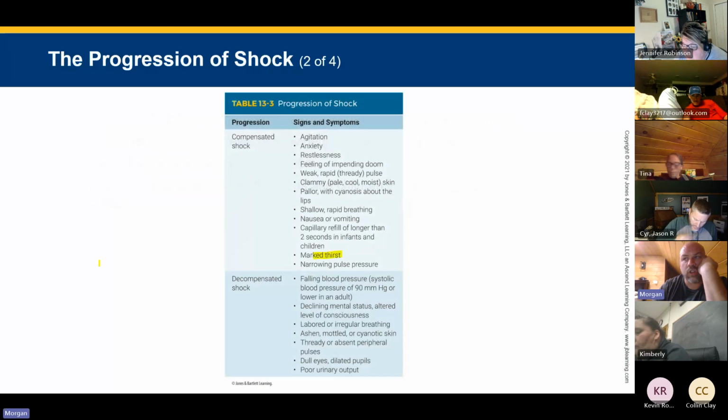Any questions about progression of shock? No. So your heart rate's going to go up, agitation, blood pressure is going to go up. You could be flushed, you could be diaphoretic, but then all of a sudden your blood pressure is going to start falling. Then you're just going to start going downhill.